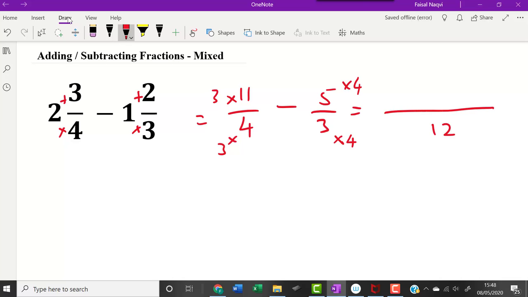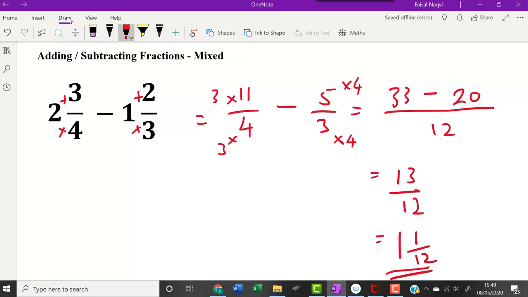Well, 3 times 11 is 33. I have to take away 4 times 5 is 20. That gives me 33, take away 20, gives me 13 over 12. And I've got to see, can I simplify that? Well, yes, I can. 12 goes into 13 one time with a remainder of 1 over 12. And that is your final answer.